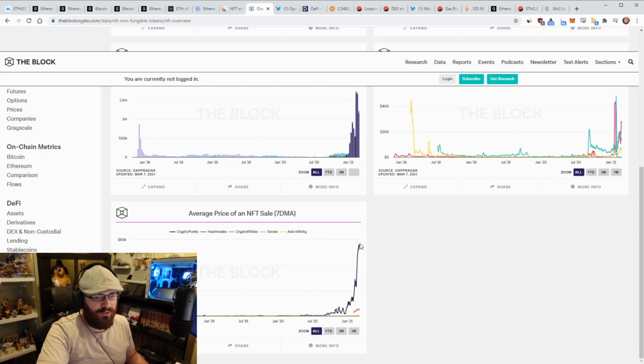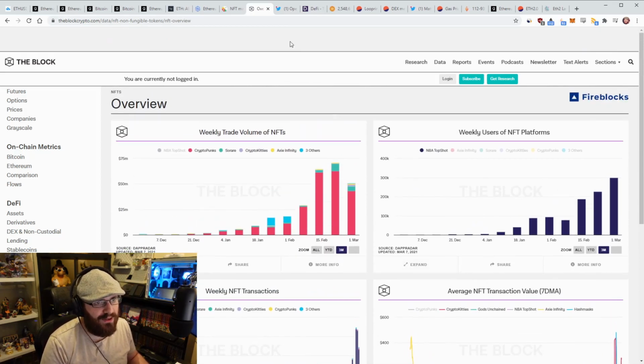A lot of you would have seen the $1 million CryptoPunks, right? And stuff like that. I think the floor on CryptoPunks is like 30,000 right now. I think it was like 50,000 at one point, where the cheapest CryptoPunk is 30,000, so that's pretty crazy as well. But yeah, a big month for NFTs here.